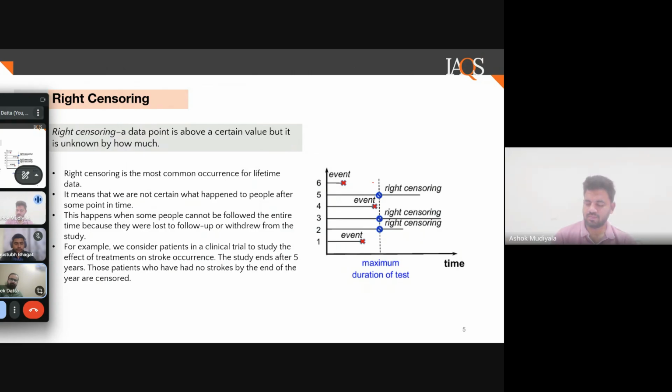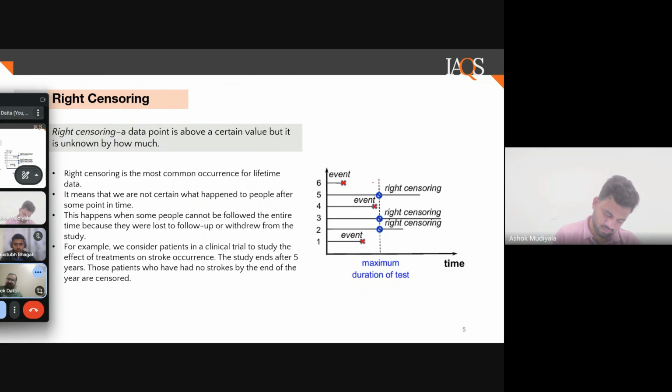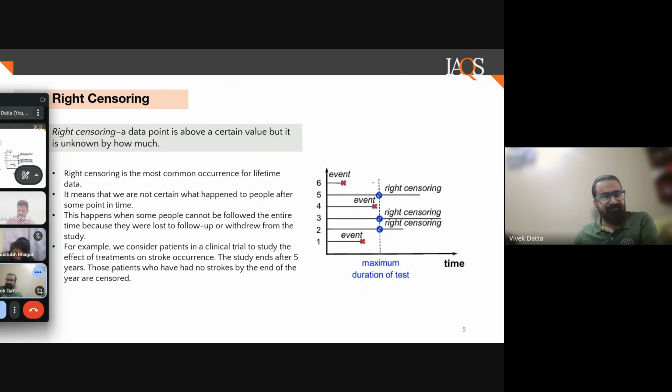A better example in this same example would be someone who finishes the core subjects and at the end of SEM 3 withdraws. That is right censoring. And if he withdraws as a result of the course being tough, then that is informative censoring, because he's giving me some information on why he's withdrawing.